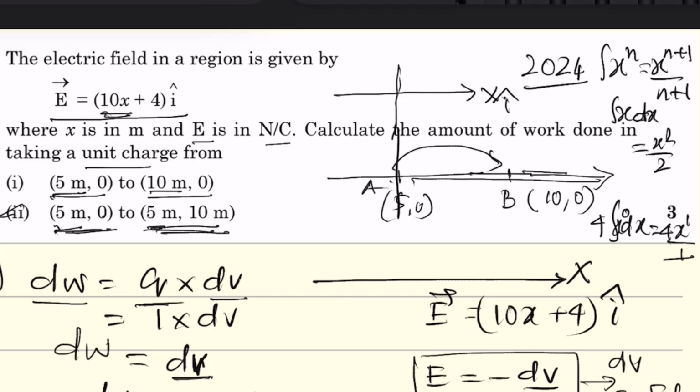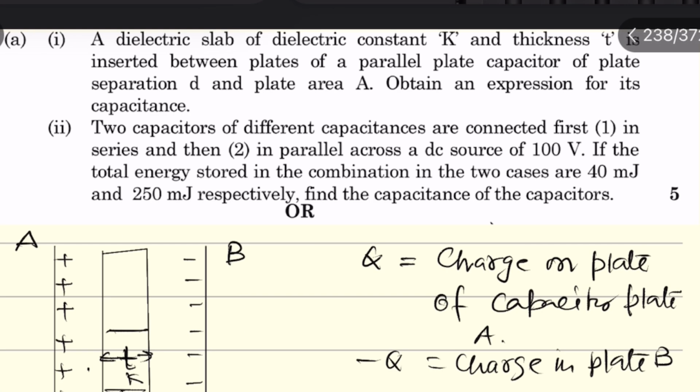Correct? Now next question. This is actually a theoretical question, but given in the form of a numerical, let us see. A dielectric slab of dielectric constant K, okay, the dielectric constant is K, and thickness t, correct, is inserted between the parallel plate capacitor. Okay, and the distance of separation is d.